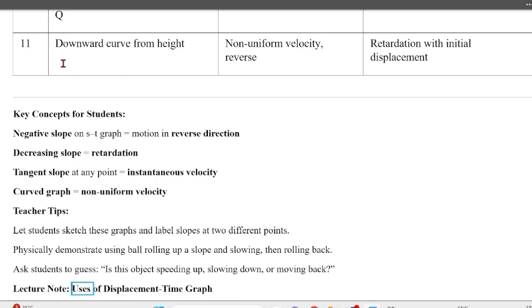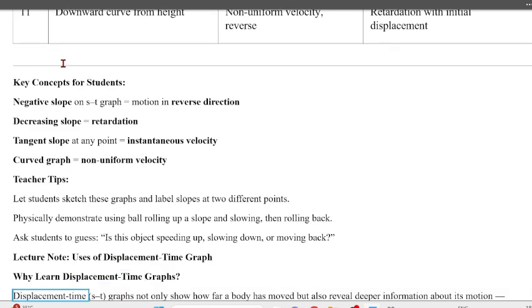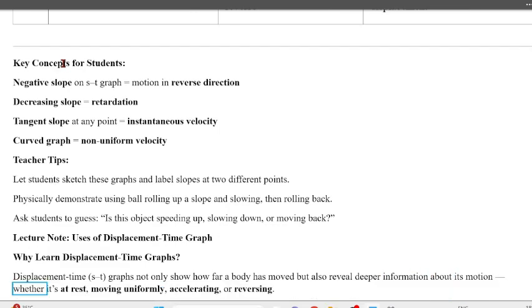Lecture note: uses of displacement-time graphs. Why learn displacement-time graphs? Displacement-time (s-t) graphs not only show how far a body has moved but also reveal deeper information about its motion, whether it's at rest, moving uniformly, accelerating, or reversing.